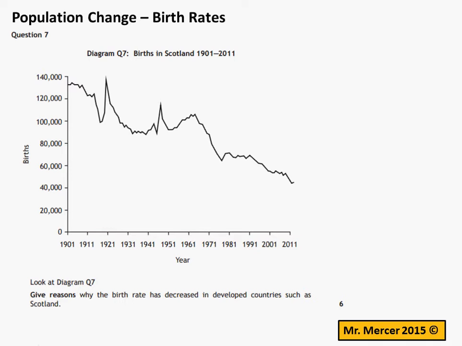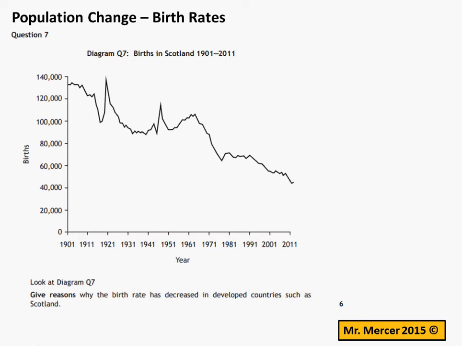In this episode we will deal with population change, specifically looking at birth rates. Now, this question could be phrased in many ways. You might be asked to explain why birth rates have risen in an MEDC, for example. This question asks us to look at reasons why birth rates have fallen. Quite frankly, if you can do it for an MEDC example such as Scotland, then with a little revision you'll be able to do it for an LEDC country as well.